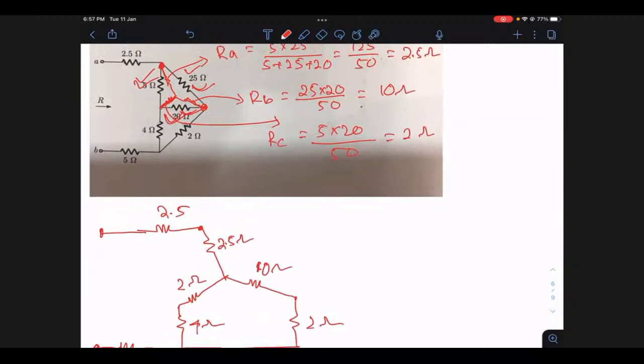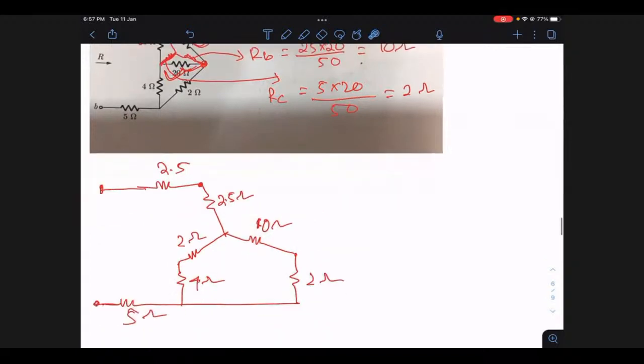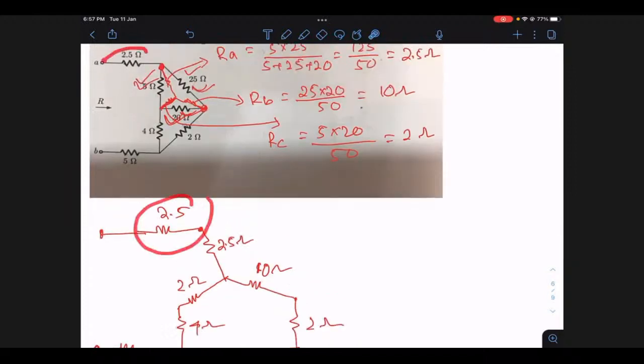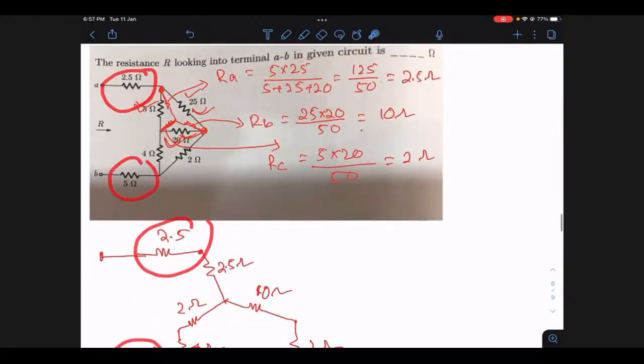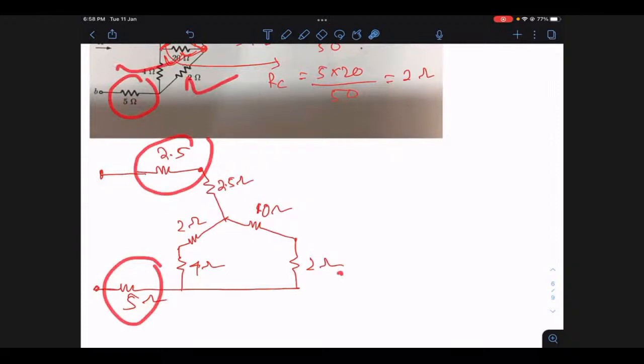So this middle delta, I have replaced it by star. And what is the corresponding star? 2.5 is the value of RA, RB is 10, and RC is 2. The same nomenclature that I used here, I'm again using here. And this 2.5 is the externally connected 2.5, and this 5 is the externally connected 5. And this 2 and 4 are the remaining resistors. So now it is very simple, right?